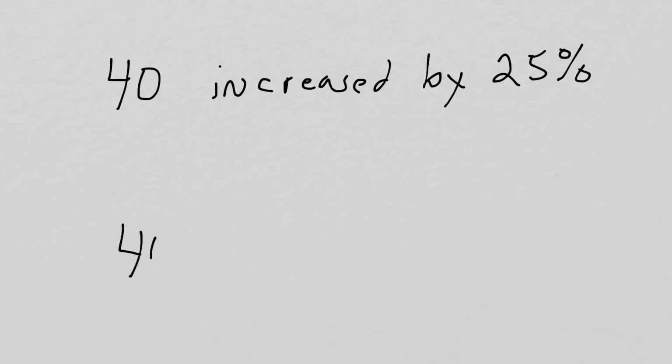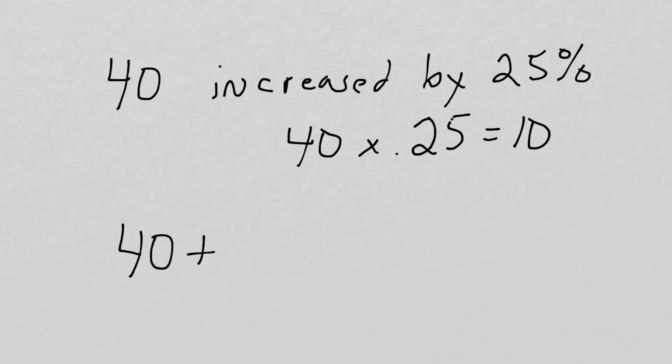Increased, it's going to be a plus, right? To find out what I'm going to increase it by, 40 times 25%. Move the decimal over 2 places, times 0.25. Equals 10. So 40 increased by 25% is 40 increased by 10. 40 plus 10 equals 50.